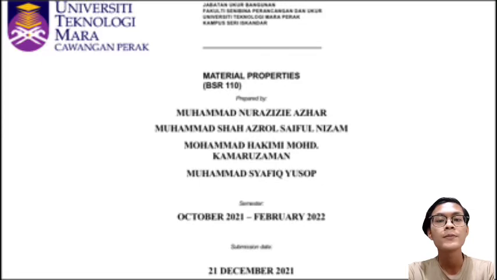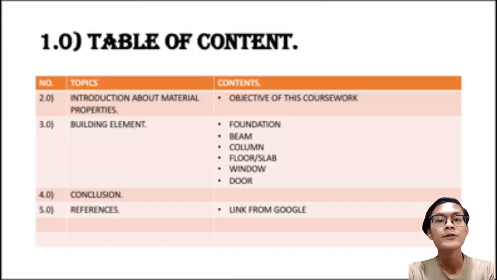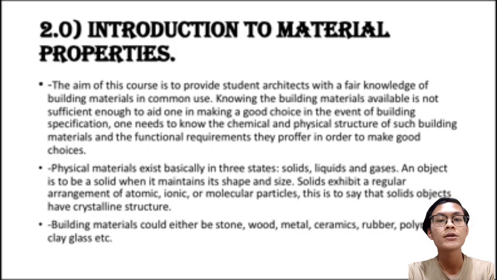Introduction to Material Properties. The aim of this course is to provide student architects with a fair knowledge of building materials in common use. Knowing the building materials available is not sufficient to aid one in making a good choice. In the event of building specification, one needs to know the chemical and physical structure of such building materials and the functional requirements they offer in order to make a good choice.